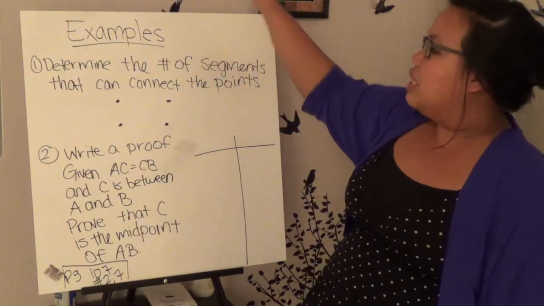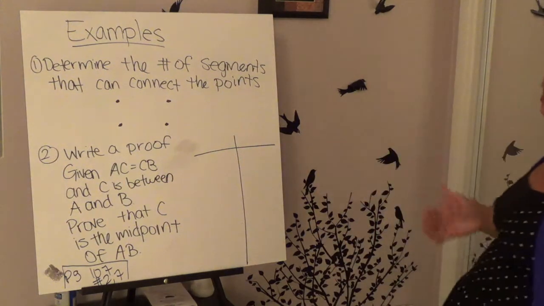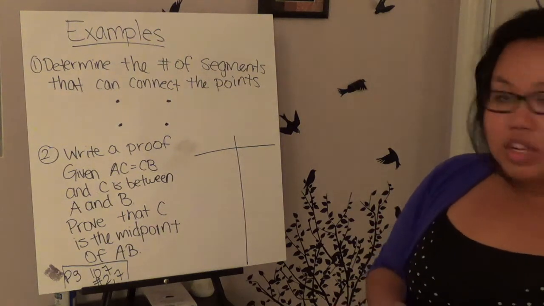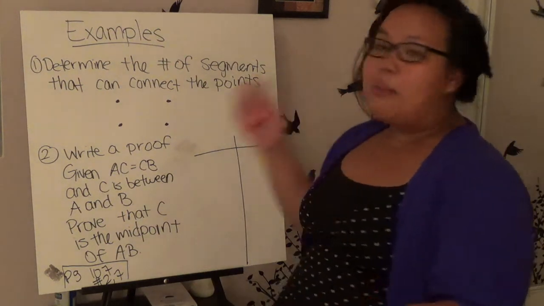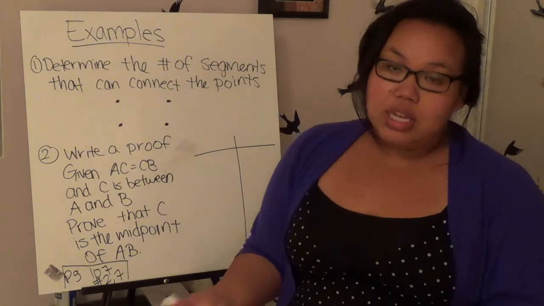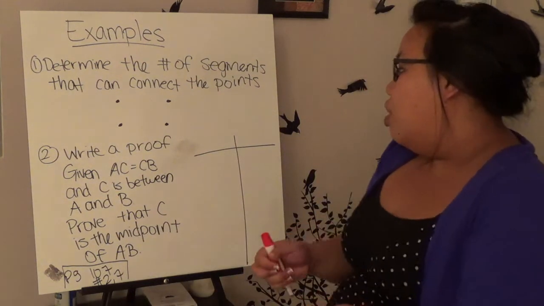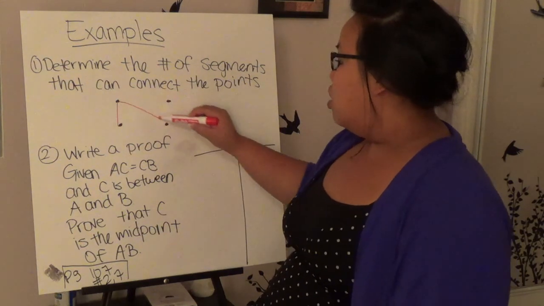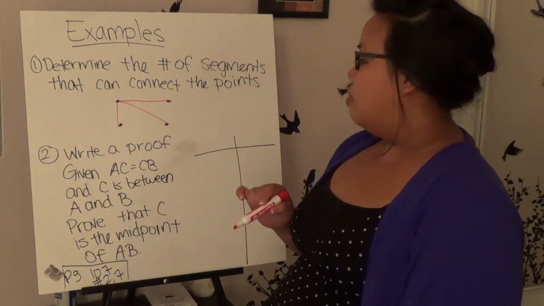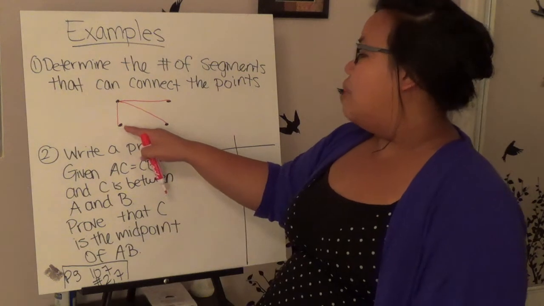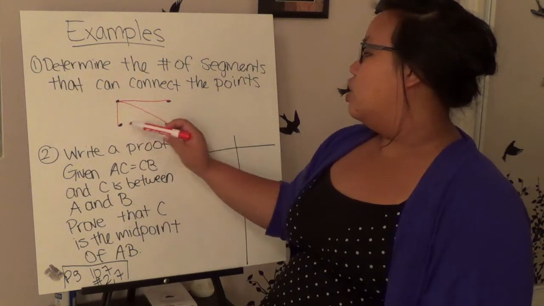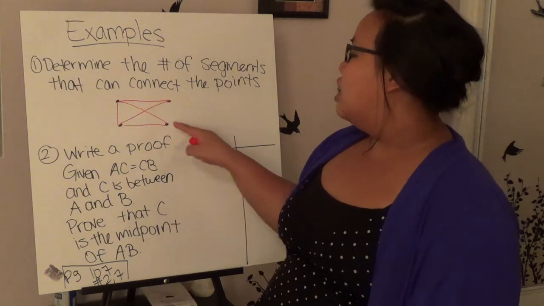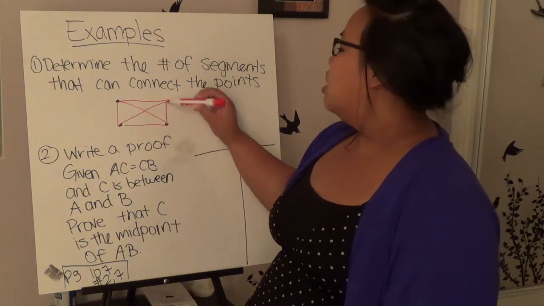The first example says determine the number of segments that can connect the points. These questions are usually to help you understand logic a little bit more. So basically it's saying how many lines can I create to connect the dots? To make it pretty simple, all we need to do is start drawing lines. So here's 1, 2, 3. On this point, I'm not going to have another 3 because I've already connected this one. So 4, 5. And on this point, I've already connected to these 2, so my last one is 6.